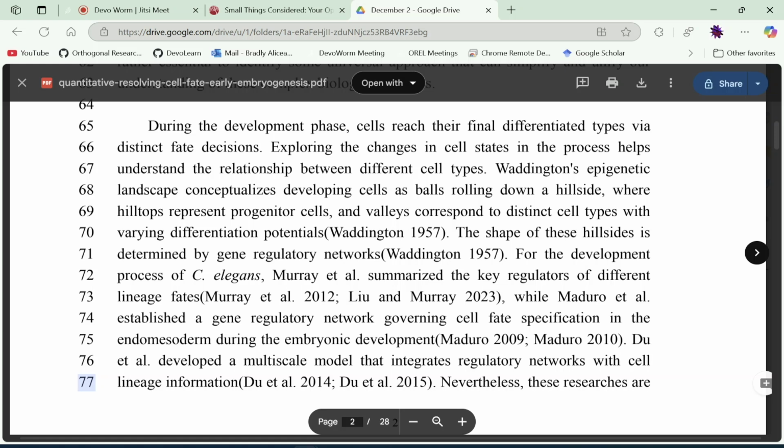And Murray et al., the Murray 2012 data set, is important for understanding what the key regulators of different lineage fates are. While Maduro et al. established the gene regulatory network governing cell fate specification in the endomesoderm during the embryonic development. So this is where they piece together a lot of the available data.